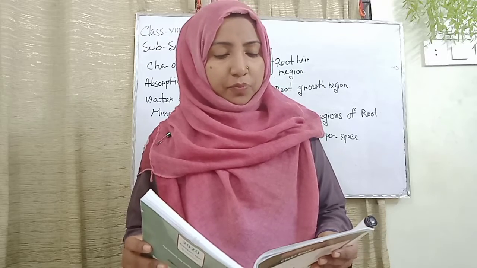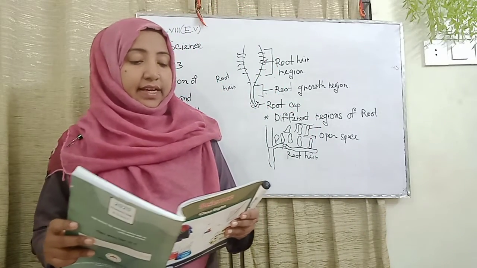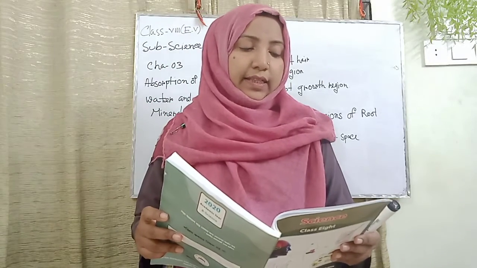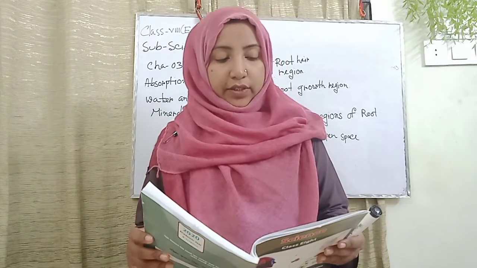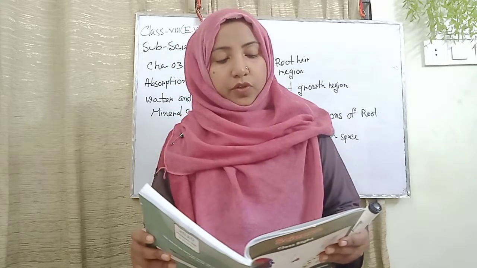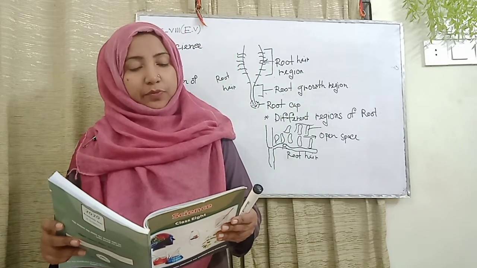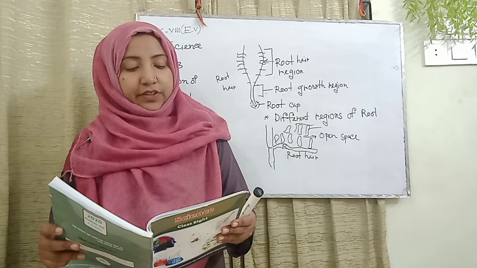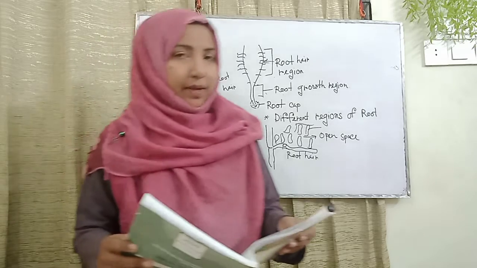But the absorption processes of water and mineral salts are different and there is no relation between the two processes. Plants cannot absorb the whole salt molecule. They absorb salt only in the form of ions. However, the salt absorption process is divided into two parts: inactive absorption and active absorption.